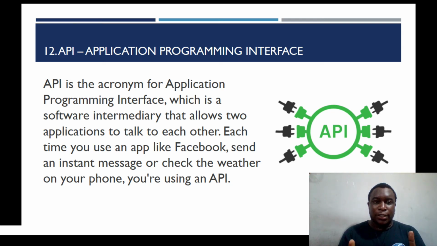So when you send messages, it will be going to the person through the API, and when the person is sending it back to you, it will be coming through the API. So it is far more complicated than that, but I think that's the better way to explain it, to keep it as basic as I can. So each time you are using an app like Facebook, sending an instant message or checking the weather on your phone, all these weather applications, they use APIs. The banking applications we install on our mobile phones, all those banking applications, they use APIs.